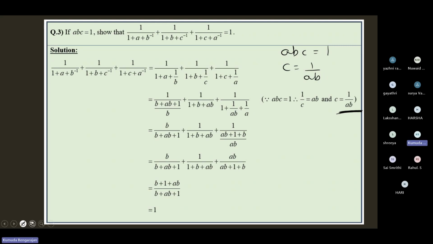Let me tell you in the order I have written here. From this I've written 1 by C is equal to AB. Let me tell you how I wrote that. If ABC is 1, bring the C for division. So we have 1 by C is equal to AB. That's why I've written that first.